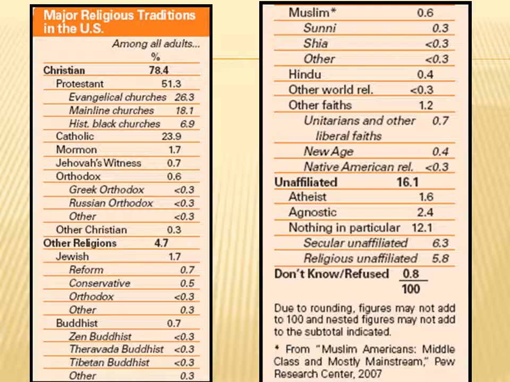Because this gets into a lot more detail than maybe we need for the AP exam, but it shows the religious diversity of our country. All right? Yes, our country is 78% Christian, but when we look at it, there's a lot of diversity in that 78%.